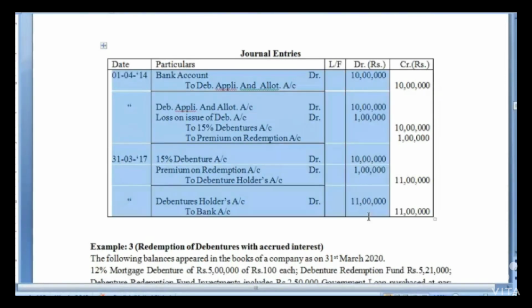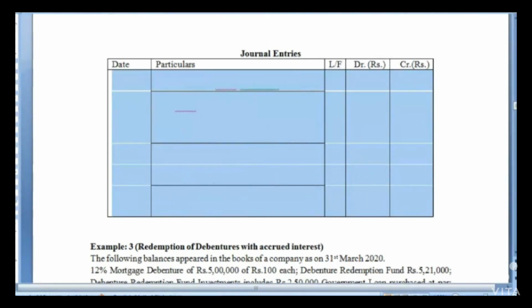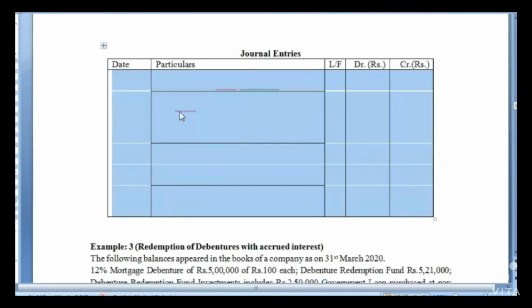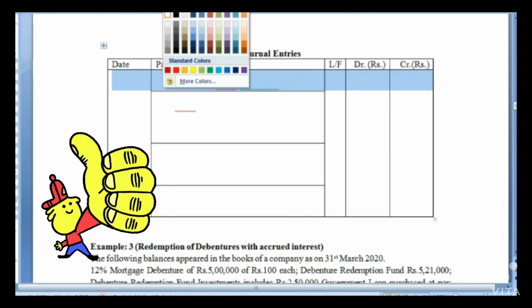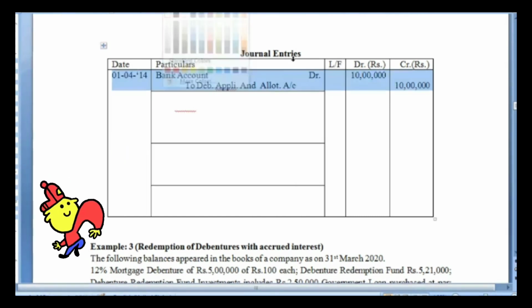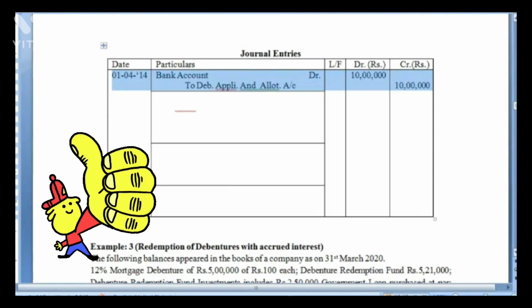While issue and redemption of debentures, the following journal entry will be made. Okay, so these are the points that have been asked. So at the time of issue of debenture, when you issue debentures, what journal entry is made, that we have already discussed in our previous unit. In the previous unit we have learned how debentures are issued. Clear? The issue journal entry.